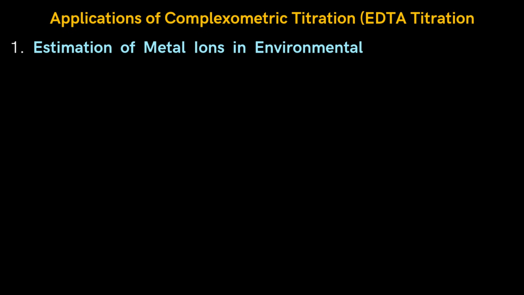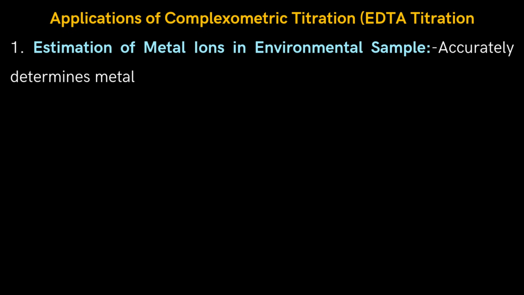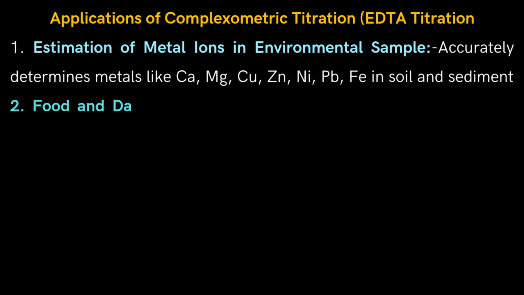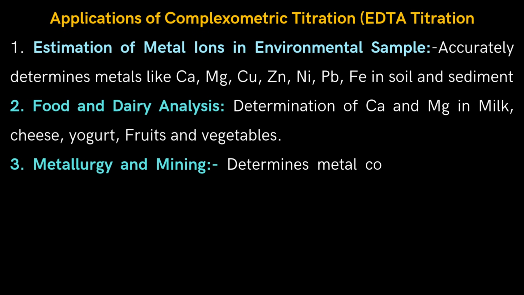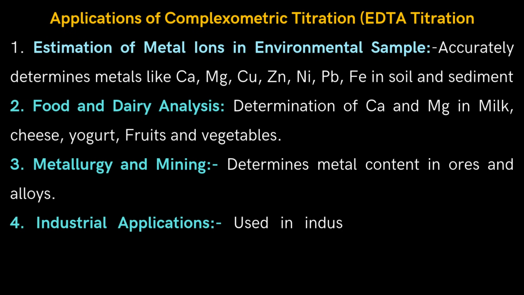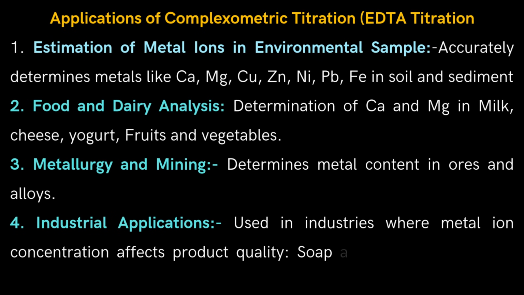Applications of complexometric titration, EDTA titration. First one is, estimation of metal ions in environmental samples. Accurately determines metals like calcium, magnesium, copper, zinc, nickel, lead, iron in soil and sediment. Second one is, food and dairy analysis. Determination of calcium and magnesium in milk, cheese, yogurt, fruits and vegetables. Third one is, metallurgy and mining. Determines metal content in ores and alloys. Fourth one is, industrial applications, used in industries where metal ion concentration affects product quality, such as the soap and detergent industry, checking hardness.